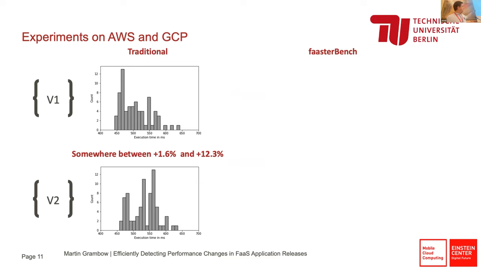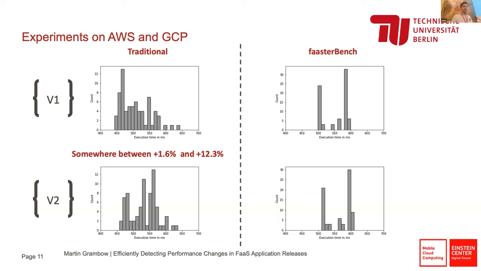I hope you remember the results from the third slide. So that was the traditional approach. When you use the FaaStabench approach and RMIT, you still have a wide range of values, but there's always a link between version one and version two. And you can use this in the statistical method, in this hierarchical bootstrapping. And when you run this, you end up with a performance change somewhere between 2.2 and 2.6%. So it's very accurate.